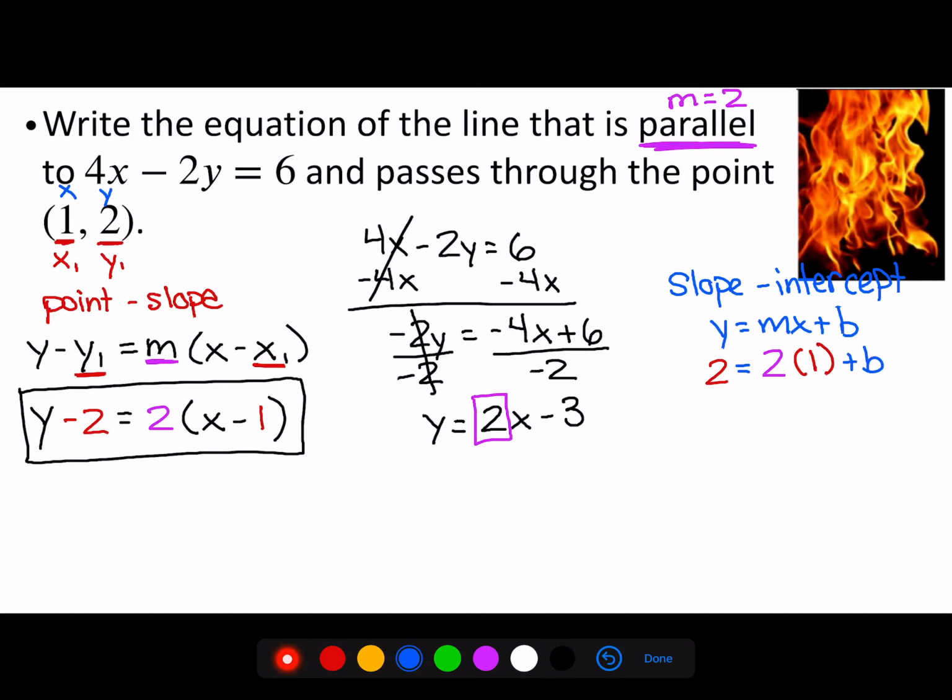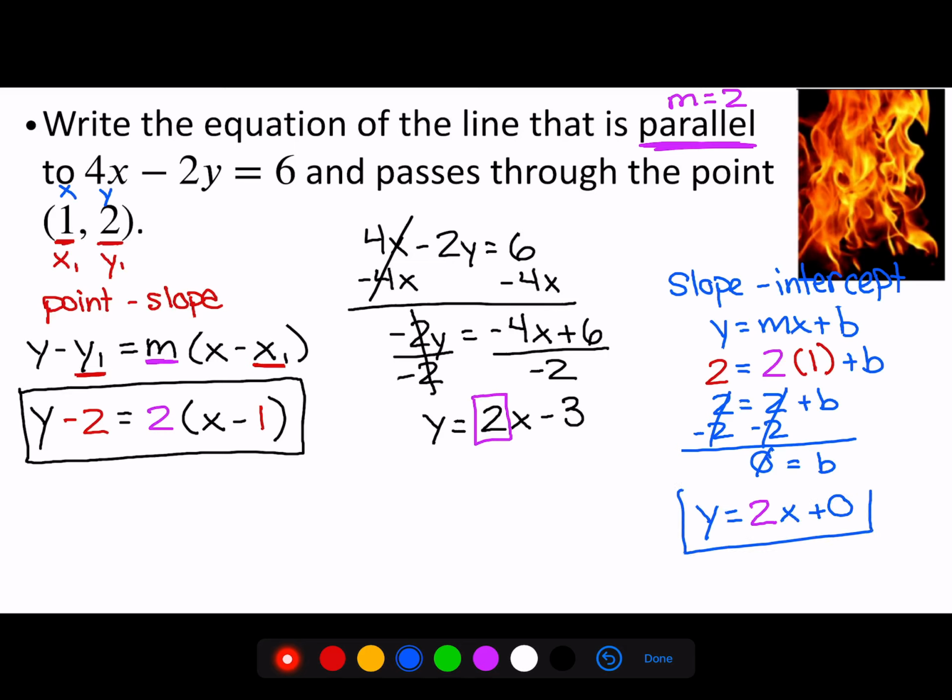So now we just solve for b. I have 2 equals 2 plus b. If I subtract 2 from both sides, we get b equals 0. So therefore, if I substitute 0 in for b, we now have y equals 2x plus 0. So these are our two equations. These are the exact same line. They pass through the point (1, 2), and they both have a slope of positive 2. So those are our answers.